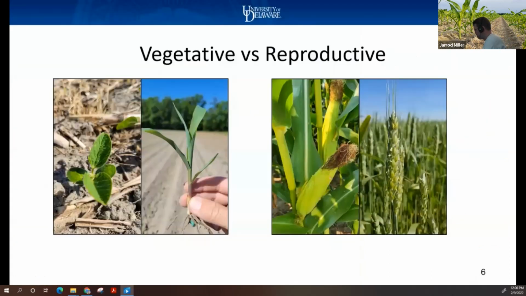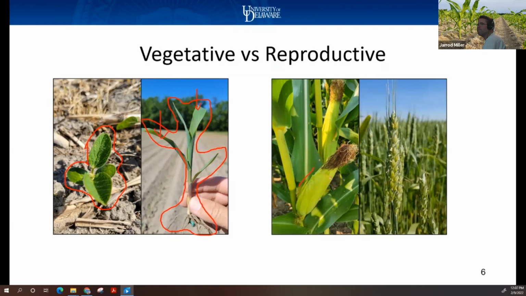So vegetative versus reproductive. Our vegetative stages, here's our leaves on the dicot, and then of course there's corn, our leaf production. And your root production, because your roots are getting water and nutrients out of the soil, and your leaves are used for photosynthesis and pulling energy from the sun.